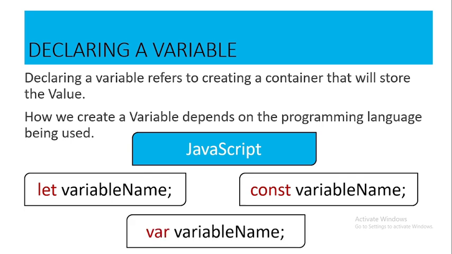Under the same JavaScript programming language, we can also use a keyword known as var, V-A-R. So we can also use var to declare a variable. So we have var variable name. This is how we declare a variable under the JavaScript programming language. We make use of the keywords let, const, var, and then we follow it with the name that we want to give to the container.